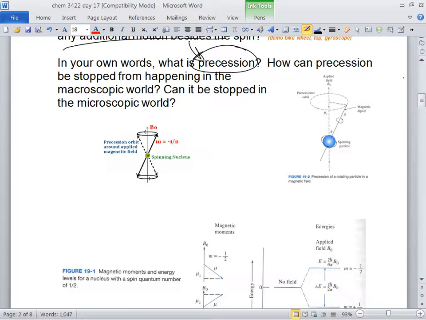So how did I stop precession? I just kind of had to hold it, right? But if someone's not sitting there holding all these little subatomic particles, they're going to precess. You can't stop it. It's going to be there. It's just like a charge. Something's charged, you can't stop the charge.